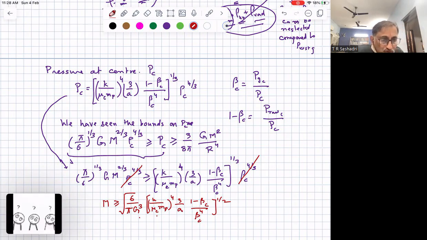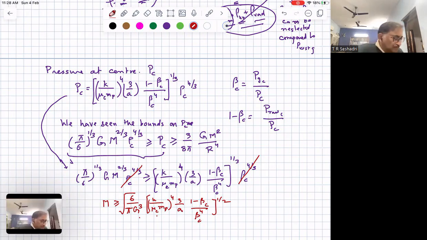Now, this is a very, very strong result actually. Because it tells you if you just know the gas fraction of pressure, I mean, how much is the pressure fraction of gas, and you know mu_c, I can tell you what is the lower bound on the mass of the star.